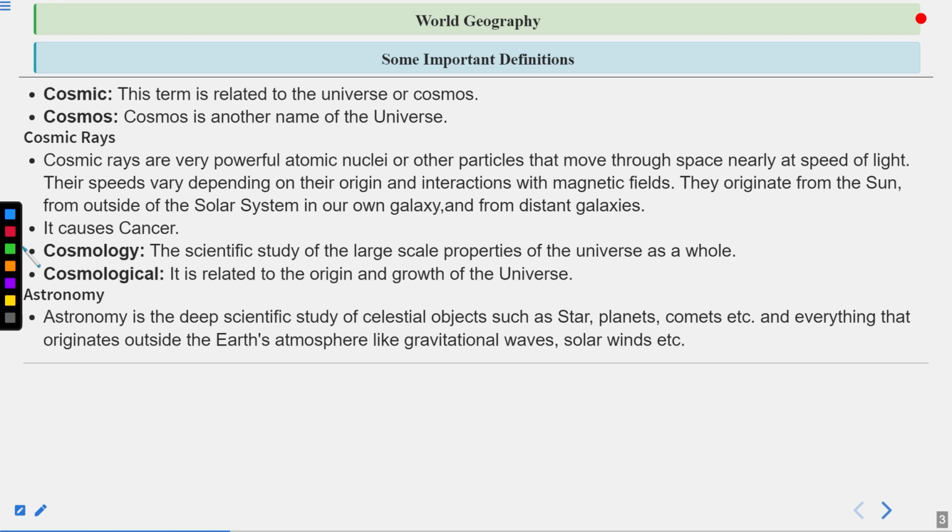So, we have learned about what is cosmos and cosmic rays. Cosmic rays are atomic nuclei that travel through space at nearly the speed of light, and depending on their origin and interaction with the magnetic fields, their speed varies. They originate from the Sun, from outside of the solar system in our galaxy, and from distant galaxies as well. And apart from that, astronomy is the study of celestial objects such as stars, planets, comets, etc., that originate outside the Earth's atmosphere, like gravitational waves, solar winds, etc.